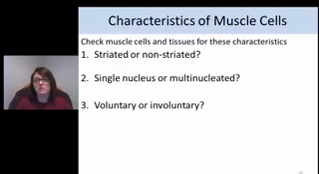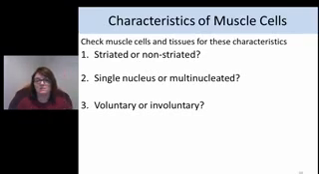Now, when we look at the three types of muscle tissue, I want you to check for these three characteristics. Number one, is it striated or non-striated? Do you see stripes or not? Some muscle tissue is striated, and this is due to highly organized contractile protein fibers found in the muscle tissue. There's so much protein in this tissue, and it is so organized, you can see it in these banded or striped appearances.